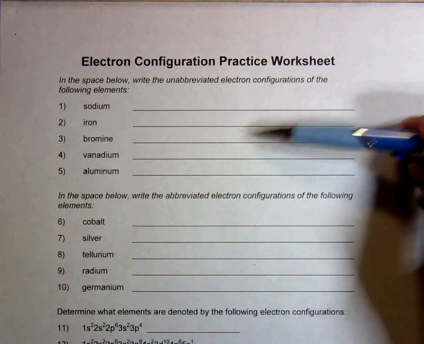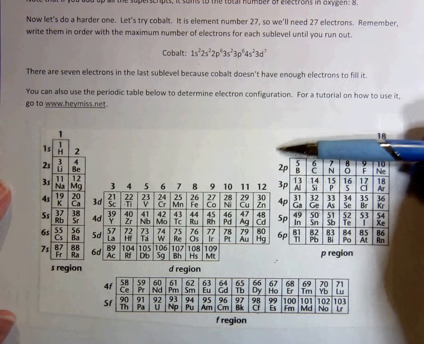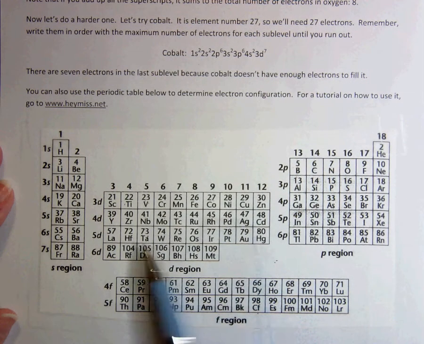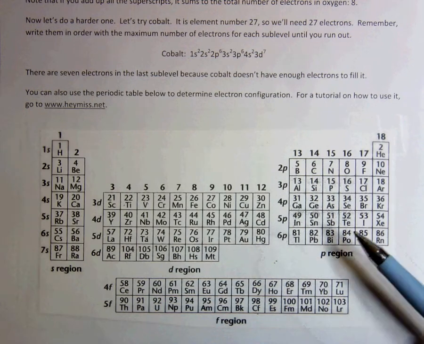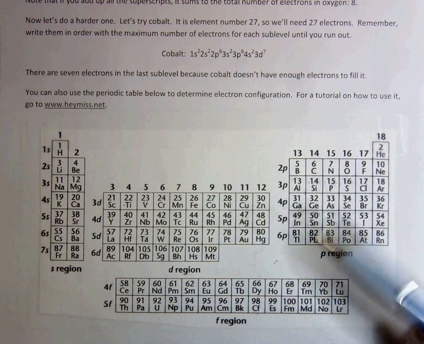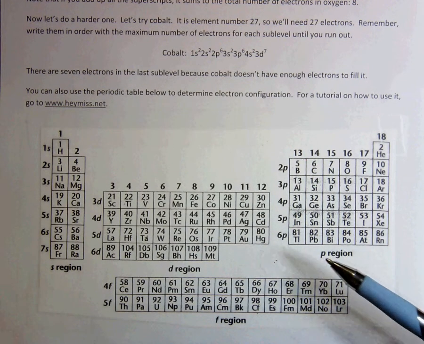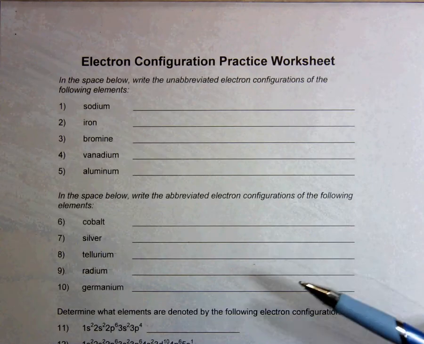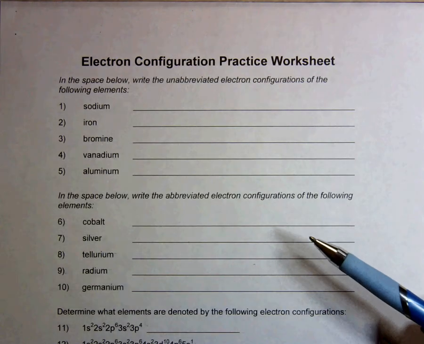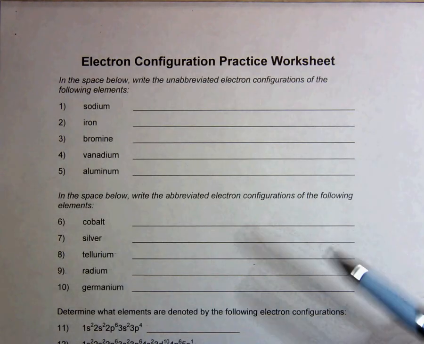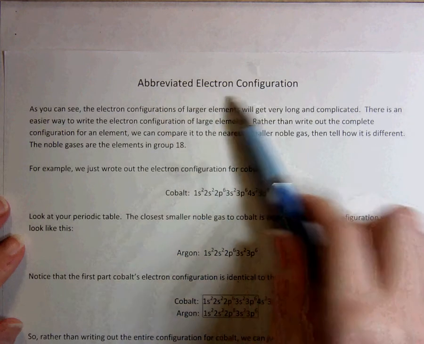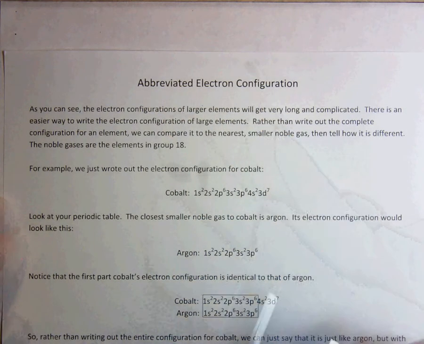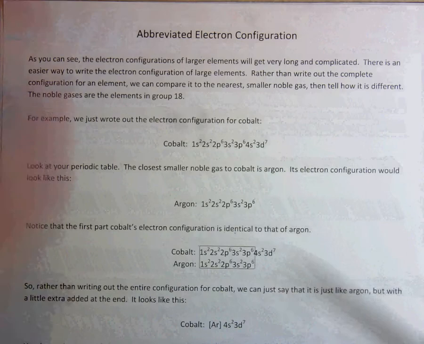I'm sure you noticed when you were looking at these that writing out the electron configurations when you get to the ones that are down here can get very long very fast. And we don't want to have to write all that for all of these different elements. So there is an abbreviated method to doing these problems. It's in your reading material, and it does say on it, abbreviated electron configuration. So let me show you the example we have here.